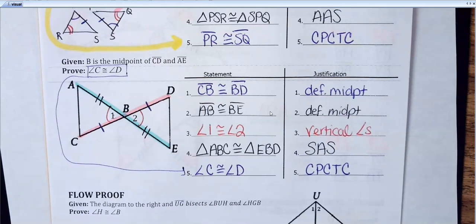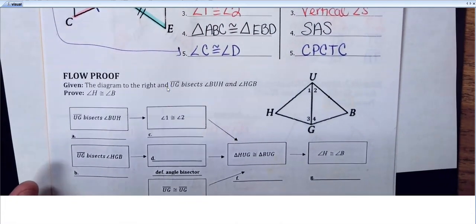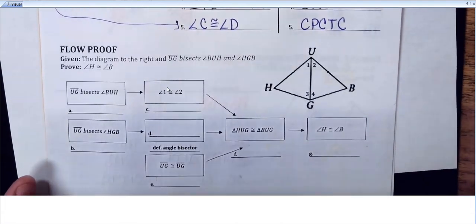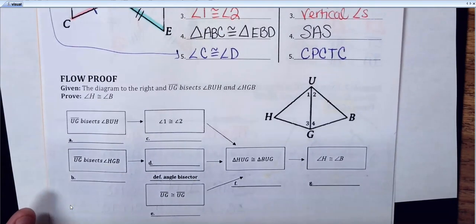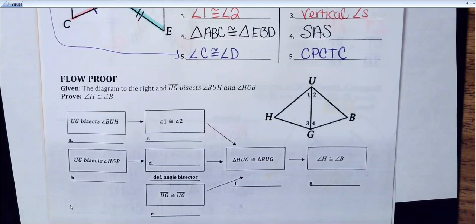Okay, now one last one, a little flow proof down here at the bottom. And you guys know the flow proof has a little bit more information than I would ask you to do in a 2-column proof, because they just copy the given information, and I haven't been having you do that unless it's a set of sides or a set of angles.